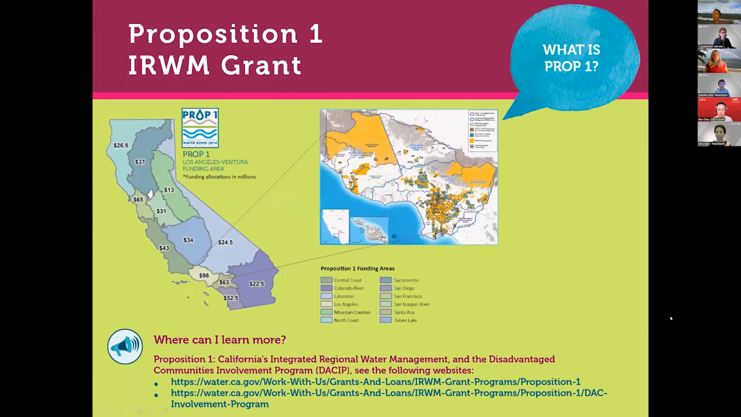So more recently, Proposition 1 authorized $150 million in IRWM funding statewide. The LA Ventura funding area with our 3 IRWM regions received $98 million in funding, and $9.8 million of that is specifically to increase involvement of disadvantaged communities and underrepresented communities, including tribes, in the regional water sustainability planning and decision-making process. We will also be discussing some other sources of funding later.